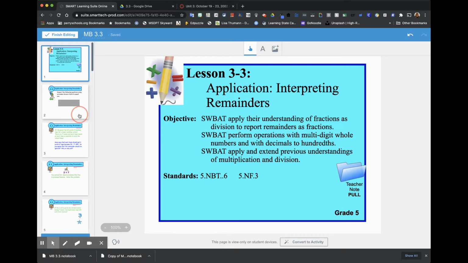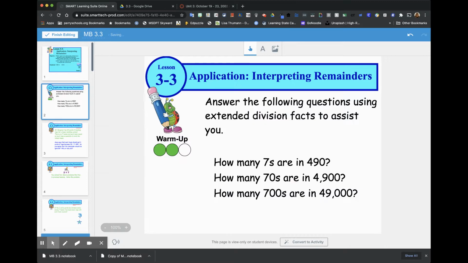Let's warm up. It says to answer the following questions using extended division facts to assist you. Our first one says, how many 7s are in 490? Second one is, how many 70s are in 4,900? And then how many 700s are in 49,000? So pause, think about it, and come back.